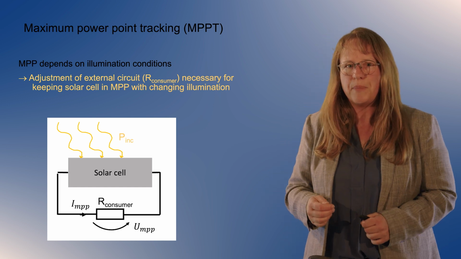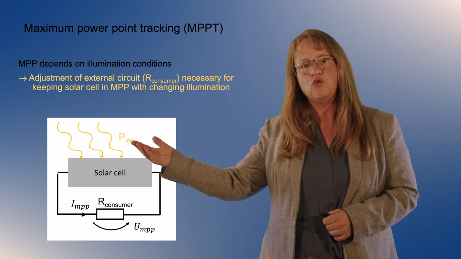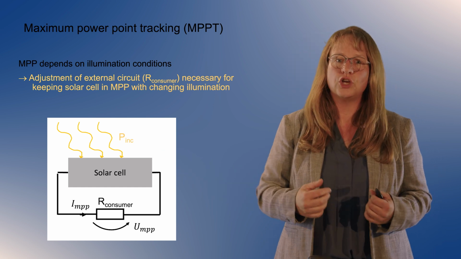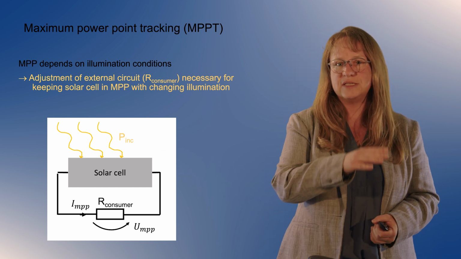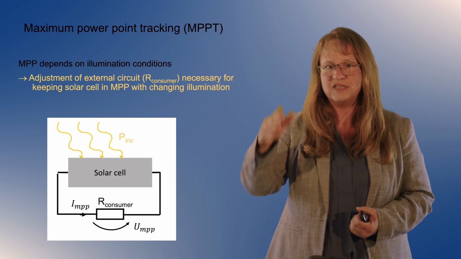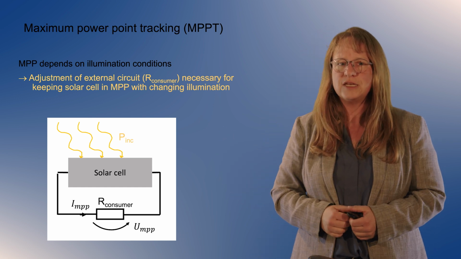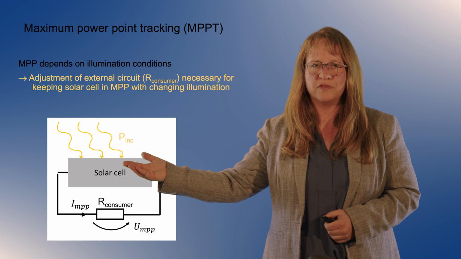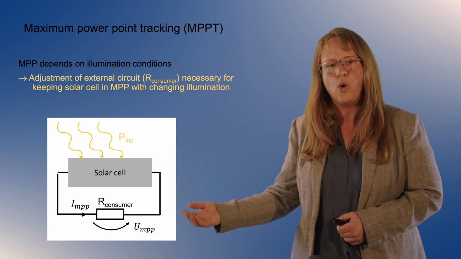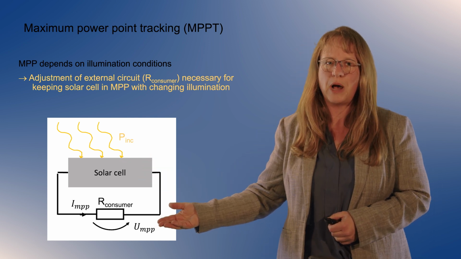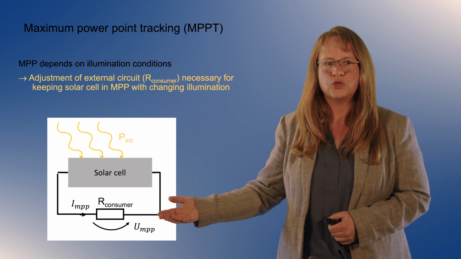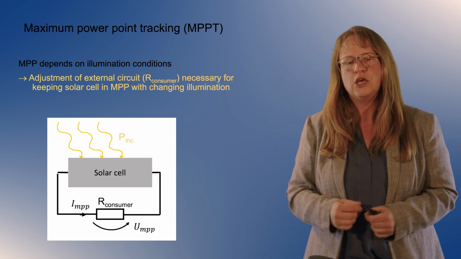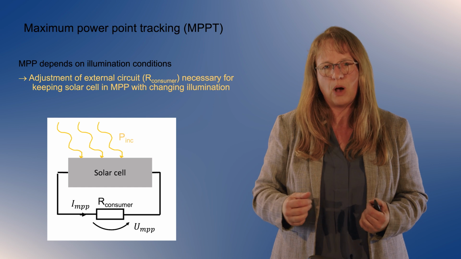This maximum power point depends on the illumination condition. So we have seen that the solar energy is changing as a function of the day and the year. So that means if the incoming power on the solar cell is changing, also typically this maximum power point is changing. So you need to adapt the load in order to always run your solar cell in the maximum power point.